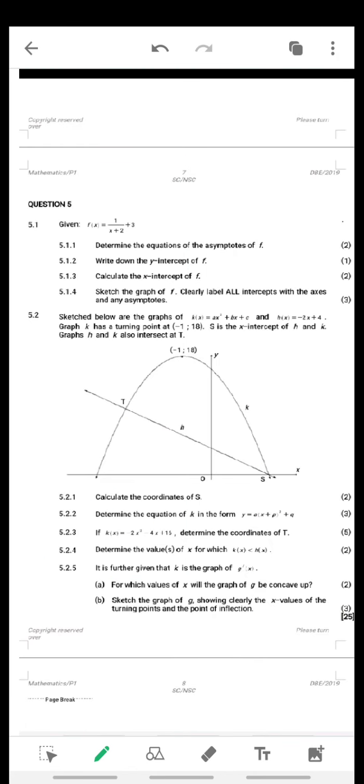Now, let us quickly go and answer the exam question, and see how many marks you can get out of the 25. So at home, where you are, pause the video, do the questions, then check your answers after you have completed answering the questions.